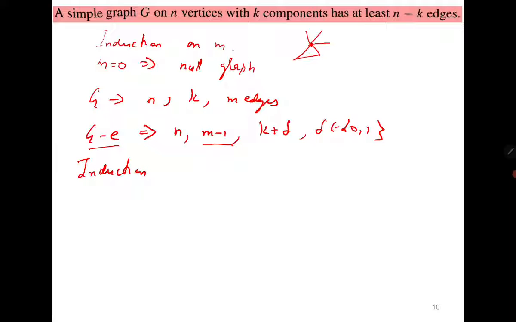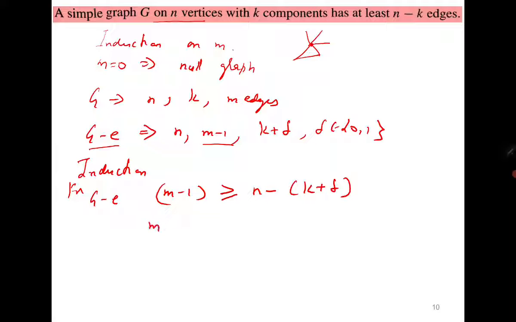So by induction, G minus e on n vertices and k plus delta components has at least n minus k plus delta edges. So for G minus e, m minus 1 is greater than or equal to n minus k plus delta. This is what follows from the induction.